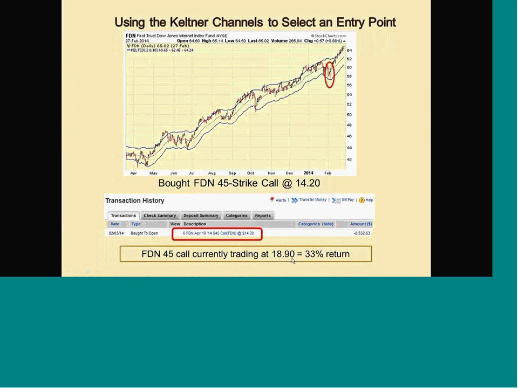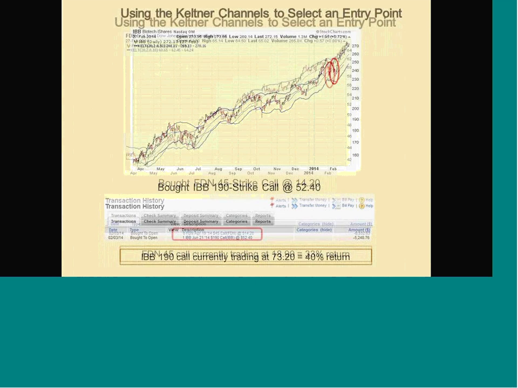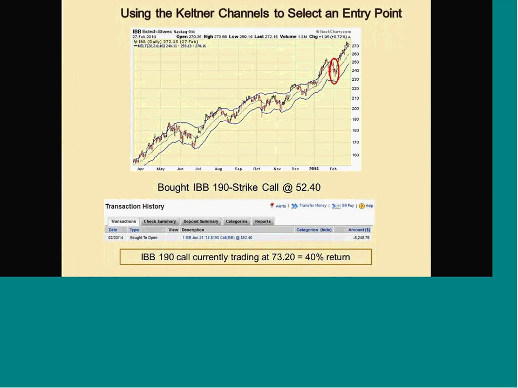This is the biotech ETF, and again, we can see this has made a huge move over the past year. So I'm always looking for low risk entries. I already owned the ETF, but when it sold off here, and this was February 3rd, it got down near that lower Keltner channel, so I bought an additional option, and I bought the 190 strike call at 52.40. And again, you can see that allowed me to get a low risk entry as the ETF didn't really retrace much from that entry point.